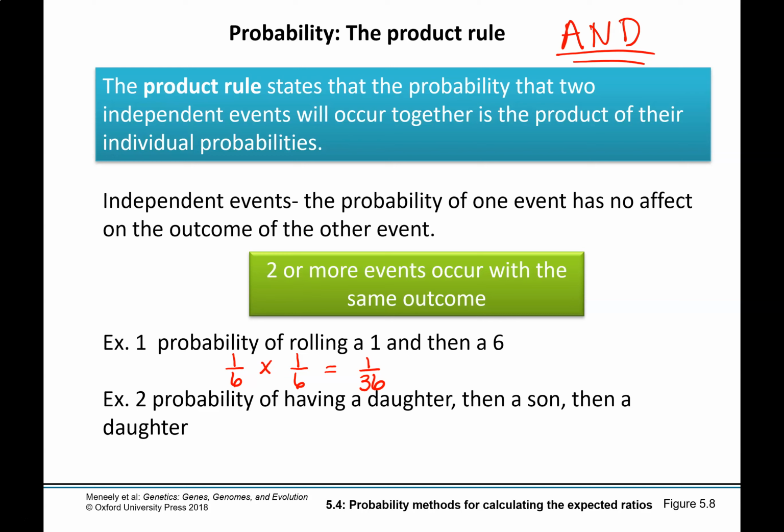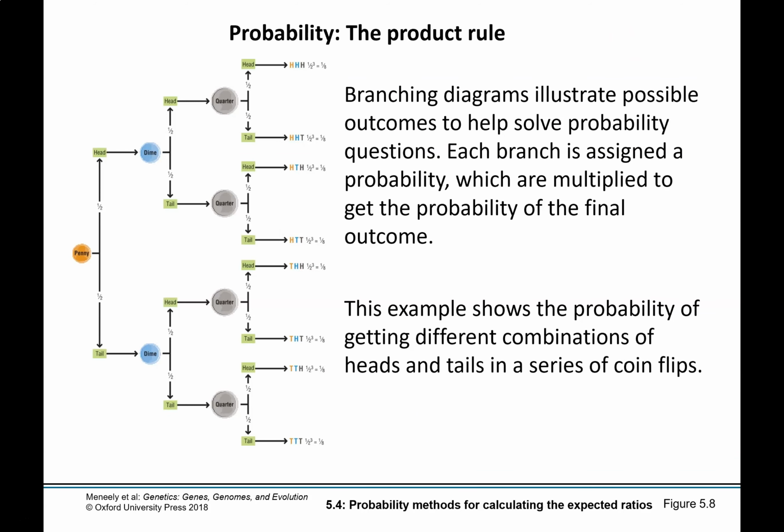What is the probability of having a daughter and then a son and then another daughter? Well, the probability of having a daughter the first time is 1/2. Then the next child, the probability of having a son is again 1/2. And then the probability of having a daughter after that is 1/2. So our overall probability of getting daughter, son, daughter is 1/8. We can help keep track of what is happening with our product rule by using a branch diagram. So this is really helpful if you're looking at a lot of complicated combinations.